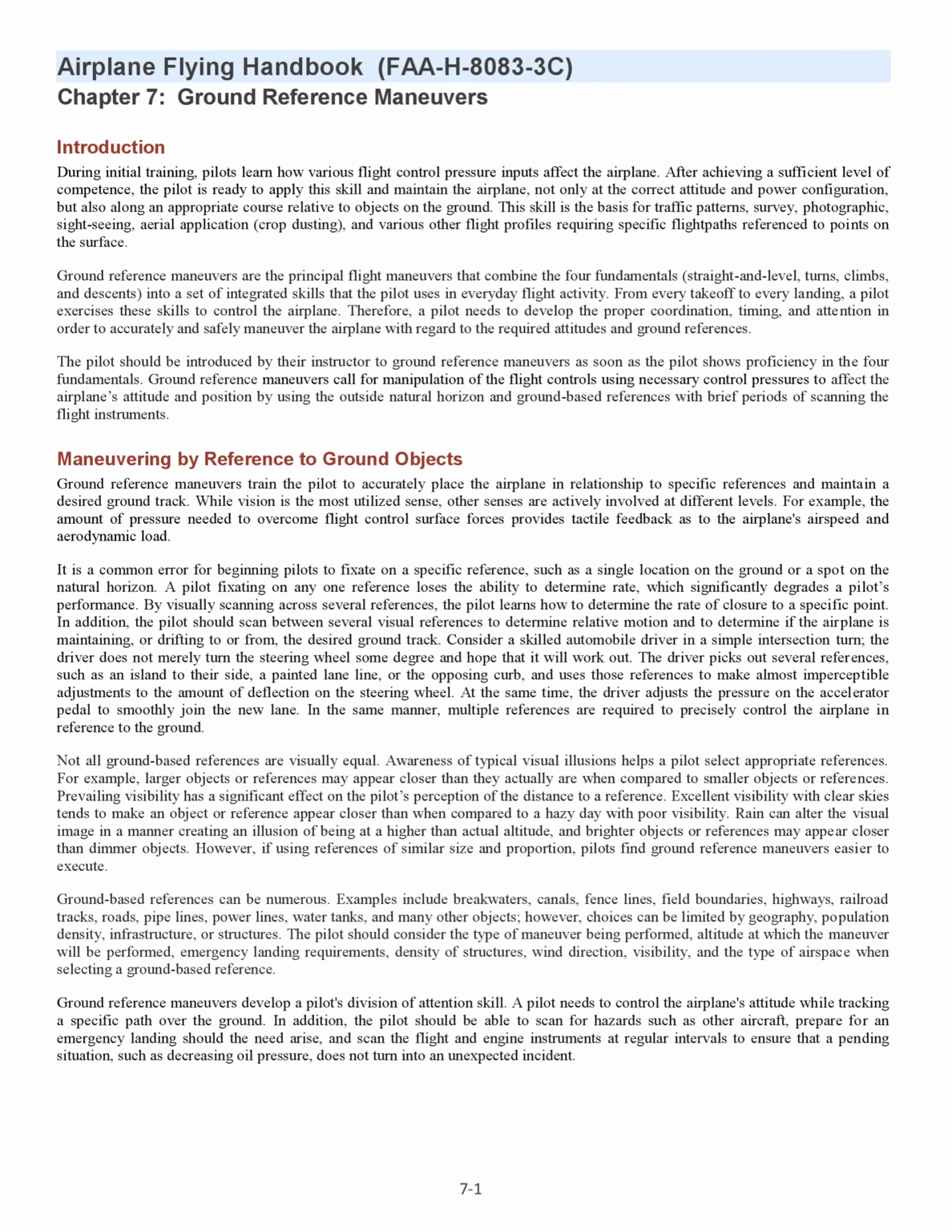Ground-based references can be numerous. Examples include breakwaters, canals, fence lines, field boundaries, highways, railroad tracks, roads, pipelines, power lines, water tanks, and many other objects. However, choices can be limited by geography, population density, infrastructure, or structures. The pilot should consider the type of maneuver being performed, altitude at which the maneuver will be performed, emergency landing requirements, density of structures, wind direction, visibility, and the type of airspace when selecting a ground-based reference.